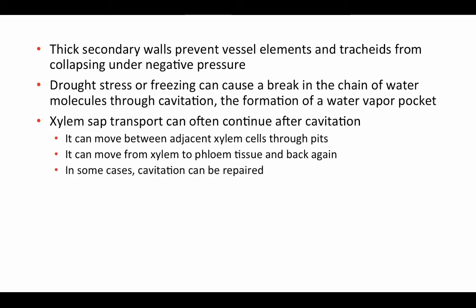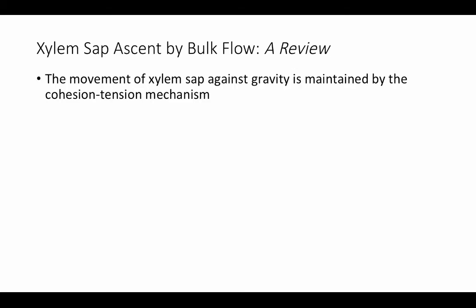So in some cases, cavitation can be repaired by various mechanisms. And then, of course, every year, new xylem is added by secondary growth. So if you lose some vessels because you get a bubble in them and they're not functioning, they weren't going to be functioning forever anyway, this new growth will take over that function of water transport and the plant will be fine. So let's just review what we know about this transpiration cohesion hypothesis.